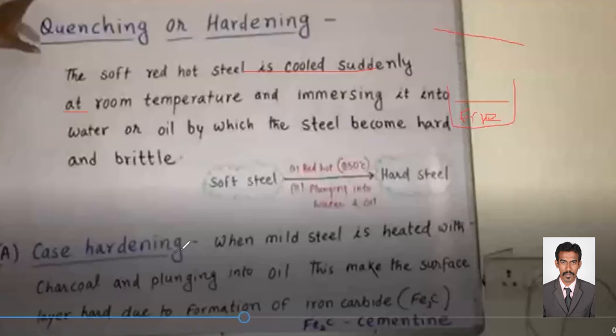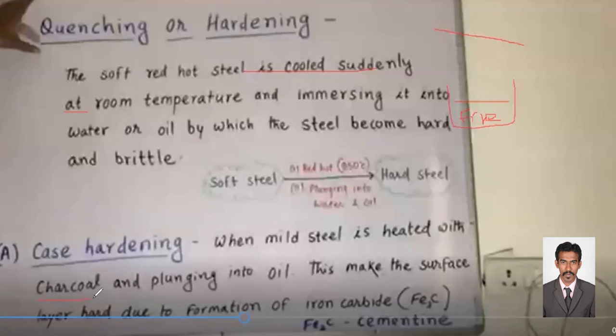So what will happen? Case hardening means you heat it with charcoal, right? Charcoal has carbon. When you keep the iron rod surrounded by charcoal and make it burn, the carbon, the carbide in this charcoal, will penetrate a little bit into this iron, into the surface of this iron. So that is why it is called case hardening, right?